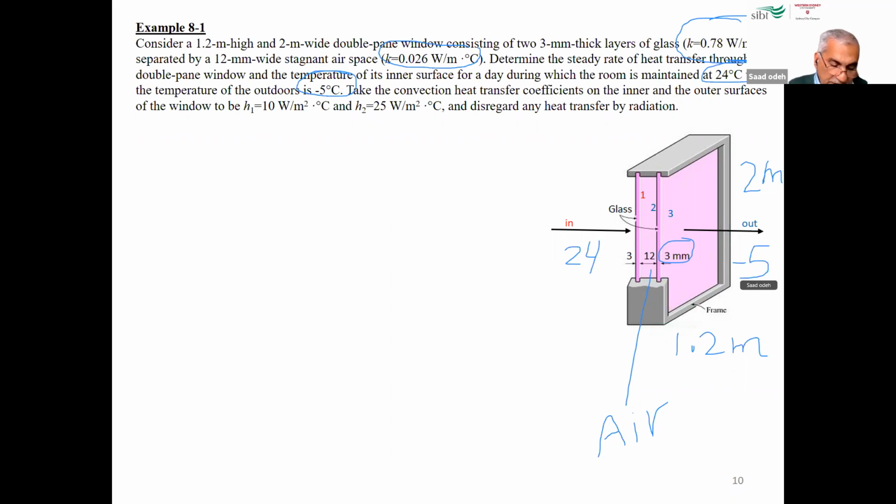Okay. Also, as you can see, we're given the H value for the air inside. H1 is different from H2. Again, this is because of the temperature difference. So because of temperature change, we have change in H. H1 is 10, H2 is 25. So all these values are given.